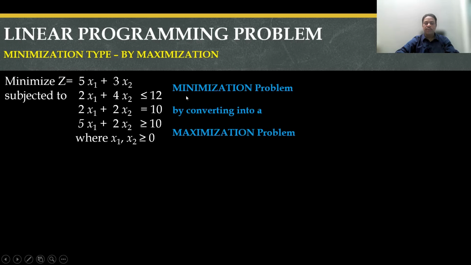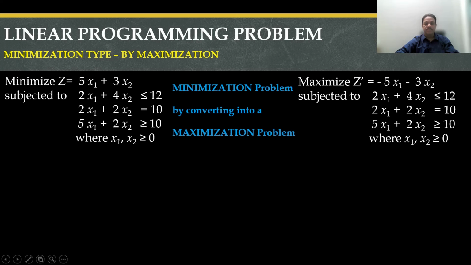First, we will convert this minimization problem into a maximization problem. And how do we do that? We do it simply by multiplying the objective function by -1. So this minimization type objective function is now changed to maximization type of objective function. And instead of z, we have written here z dash, and the right hand side, which is plus 5x1 plus 3x2, has become minus 5x1 minus 3x2. And there is no change in the constraints or non-negativity restrictions.